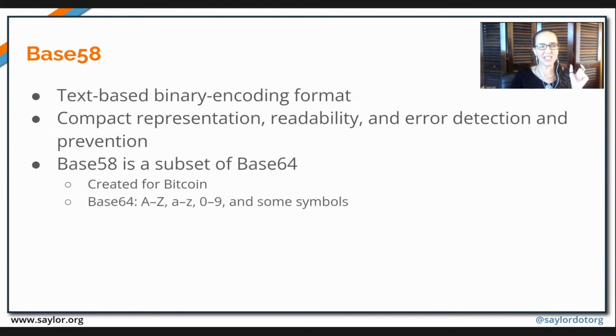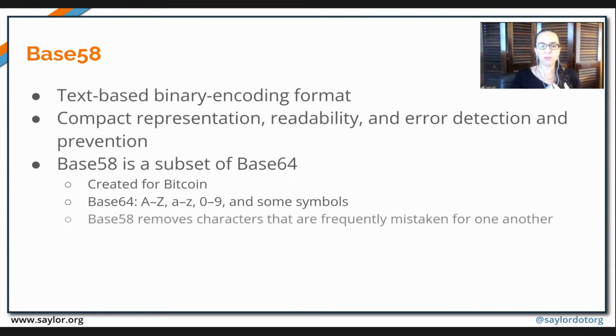And that is what base 64 is: taking all the letters in the alphabet, both uppercase and lowercase, and then all of the numbers 0 through 9, and then it also has a couple of symbols in there, like a slash or a plus sign. You take all of those characters, and that's where you get base 64. So Bitcoin took base 64 and then made it more human readable, right?